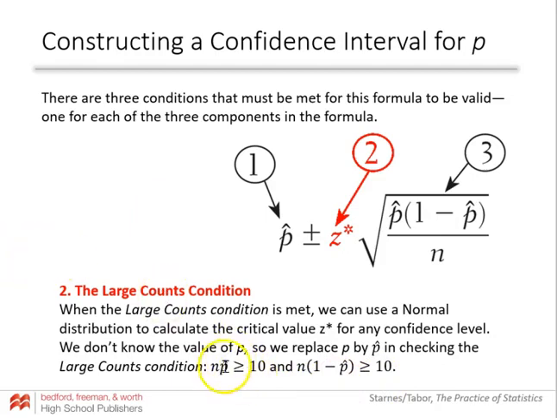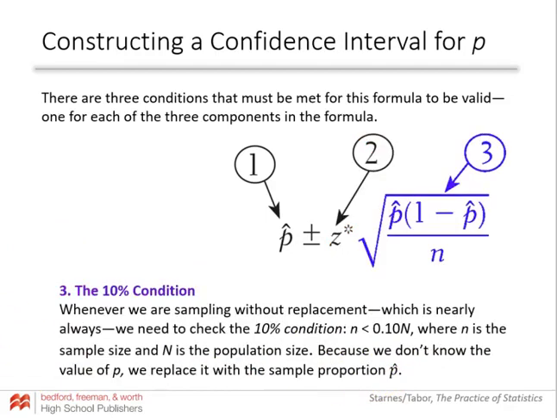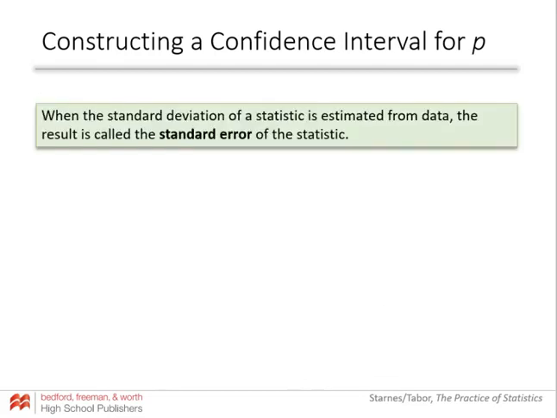You'll see that it has p hat in the formula. That's because we don't actually know p. We're using p hat to come up with an estimate for p. And so that's why it's p hat in the formula there. And then the last part is something else that we've talked about before, which is the 10% condition. Our sample needs to be less than 10% of the population because pretty much every time we're going to be sampling without replacement.